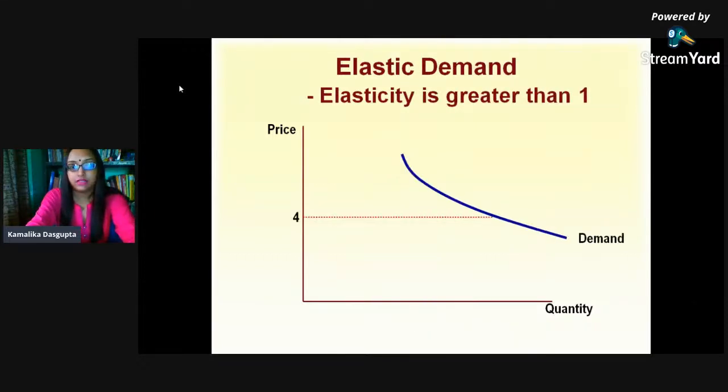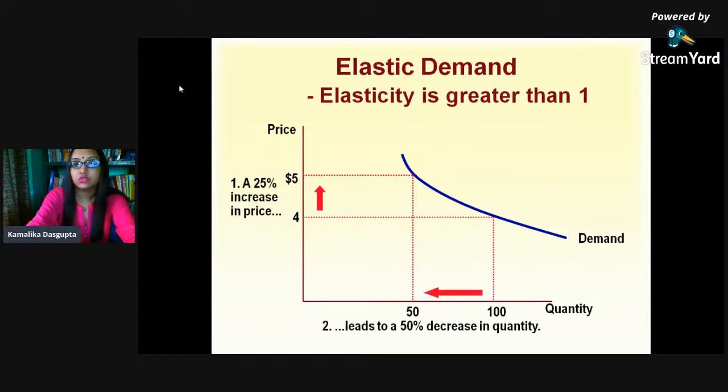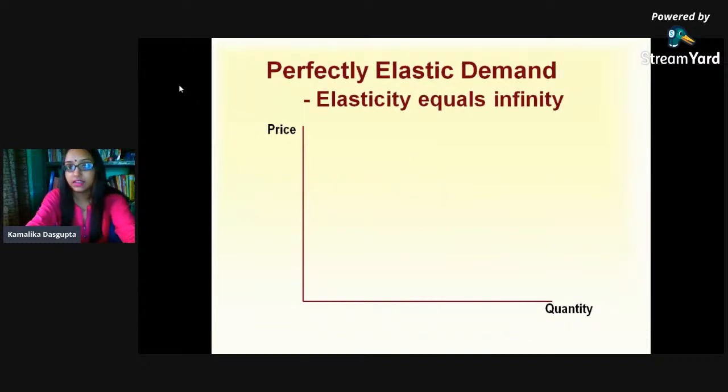Elasticity greater than 1 means that the percentage change in quantity is greater than the percentage change in price. Here we can see only a 25% increase in price, but it leads to a 50% decrease in quantity. So it means that the elasticity is very high. It is greater than 1.